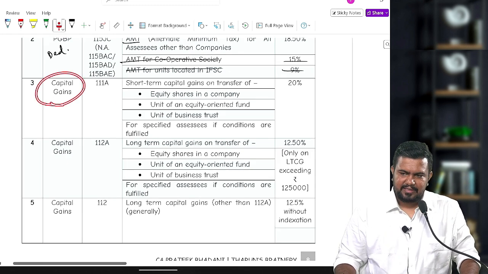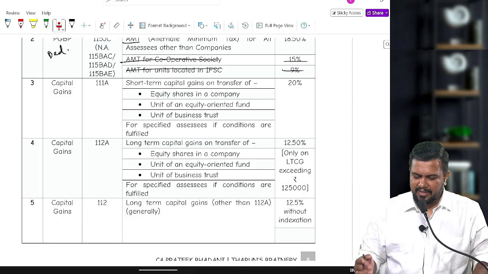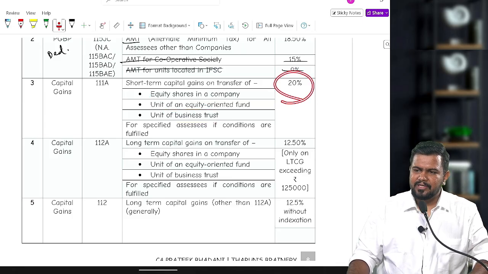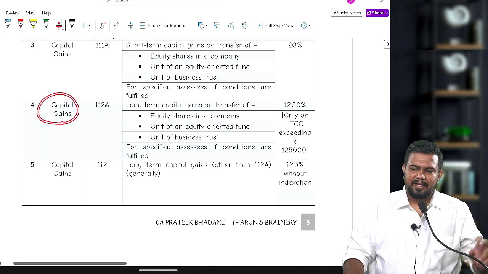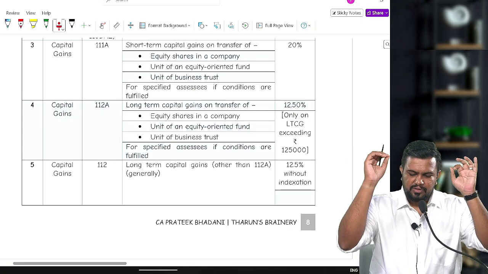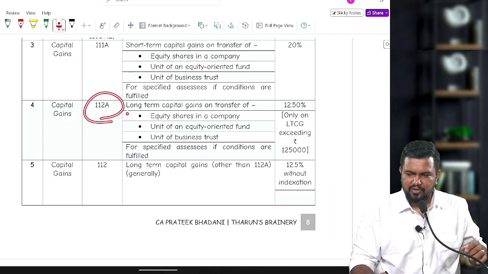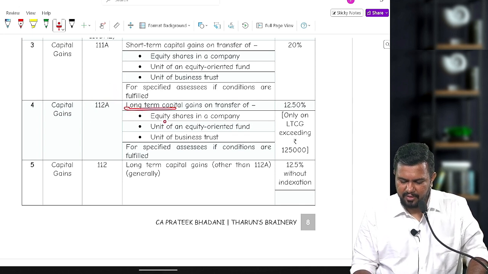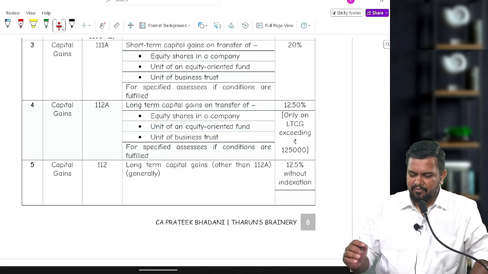Then capital gains. In capital gains, we are going to study section 111A, which is short-term capital gain on equity shares, units of equity-oriented fund, and units of business trust. What is the tax rate for 111A? 20% tax. Then in long-term capital gain, there are two special tax rates. General long-term capital gain is 112. Special long-term capital gain is 112A. For 112A, long-term capital gain on equity shares of a company, units of equity-oriented fund, and units of business trust, what is the tax rate?